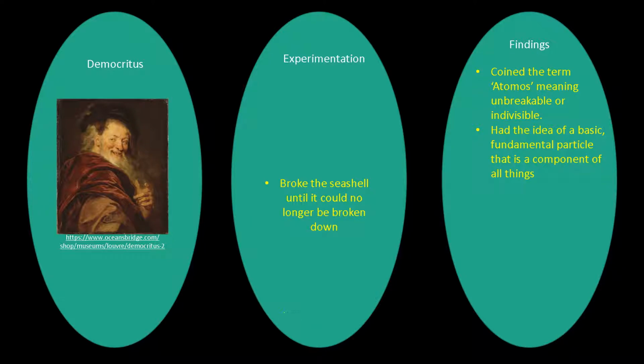In this next part of the video, we are going to look at 6 important scientists and their significant contributions to our understanding of the atom. So first we have Democritus, and like I said before, he lived back in BC. He conducted an experiment in which he took a seashell and broke it down until it could not be broken down anymore. This gave him the idea of a basic fundamental particle that is a component of all things. So using this logic, he coined the term atomus, which means unbreakable or indivisible.